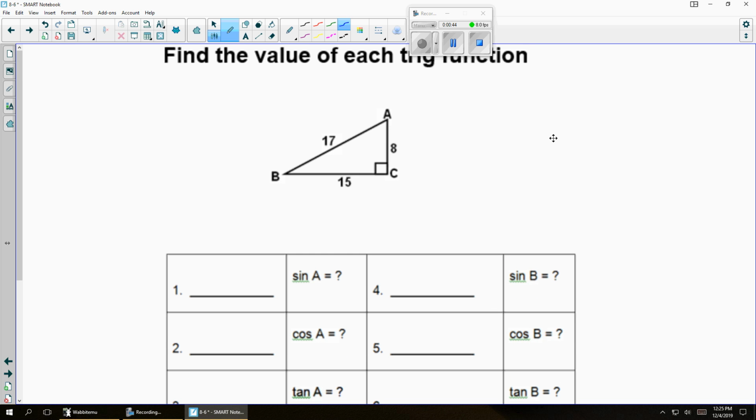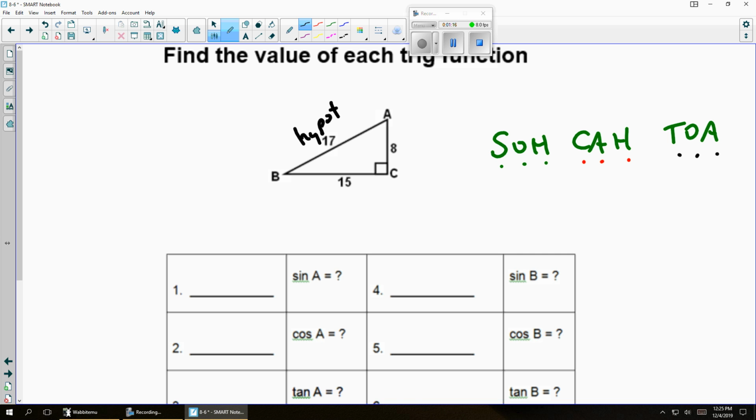Okay, one thing that you had in your book from yesterday, the little code word for the trig functions is SOHCAHTOA. So the sine is the opposite over the hypotenuse, the cosine is the adjacent over the hypotenuse, and the tangent is the opposite over the adjacent. So you've got to keep that in mind as you're looking through all these things. No matter what, this side here is going to be the hypotenuse.